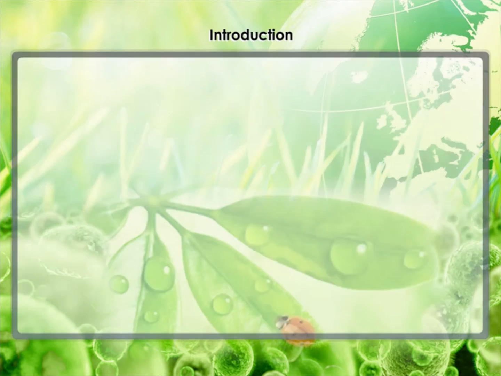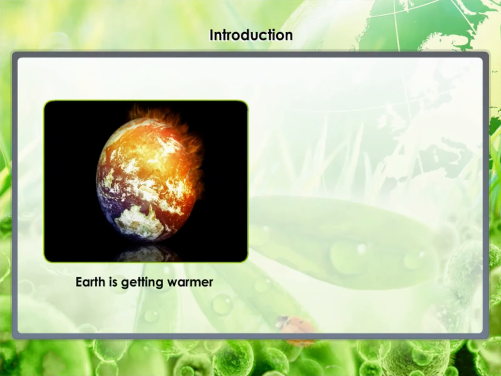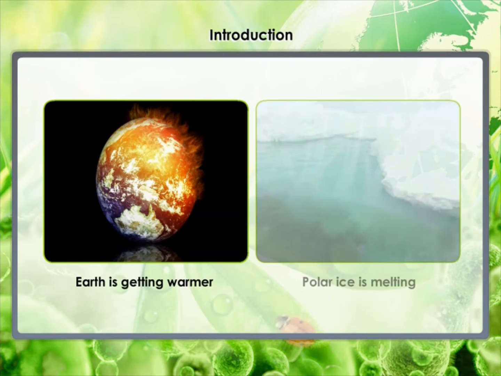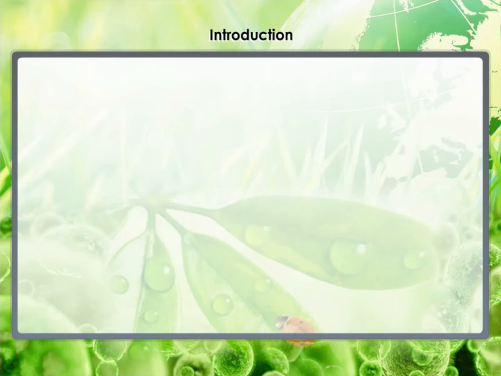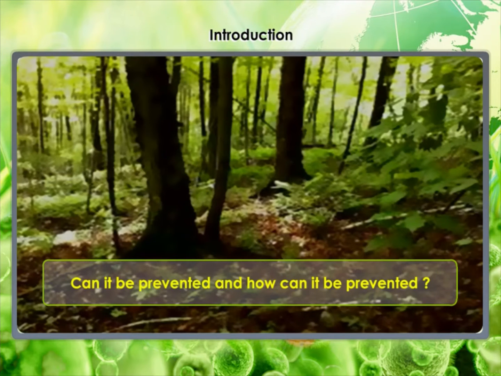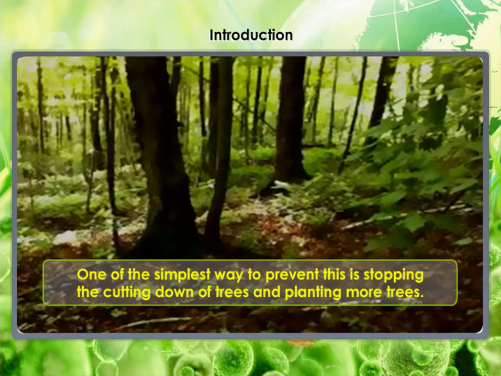Introduction. The world is changing. The earth is getting warmer and the polar ice is melting because of global warming. If all the polar ice melts, the sea level will rise, which will cause all the land to go under the sea. Can it be prevented? And how can it be prevented? One of the simplest ways to prevent this is stopping the cutting down of trees and planting more trees.